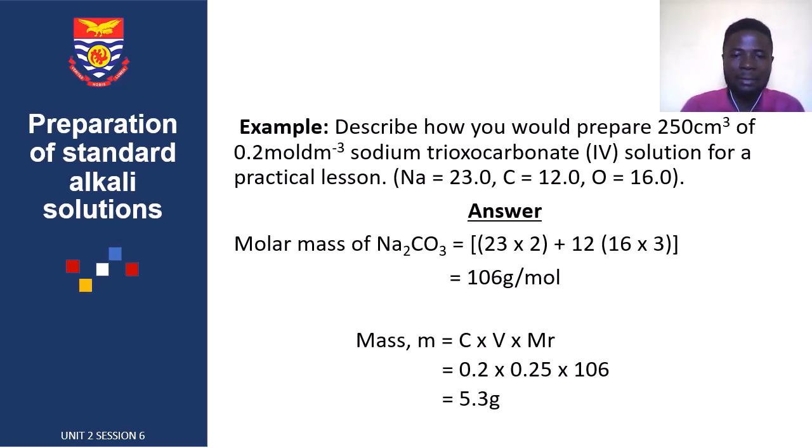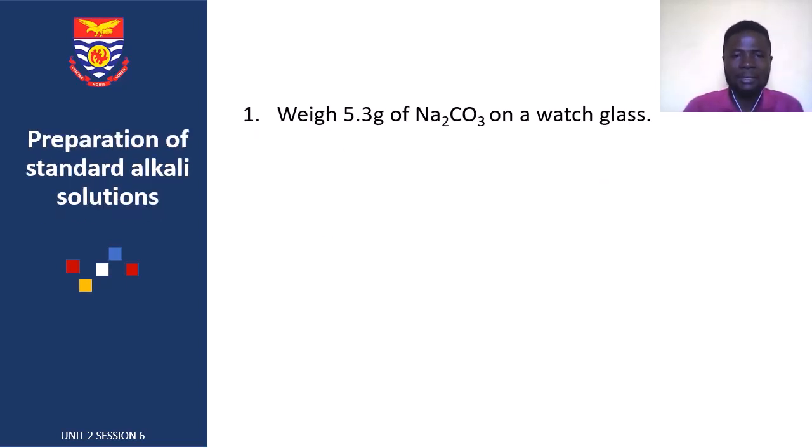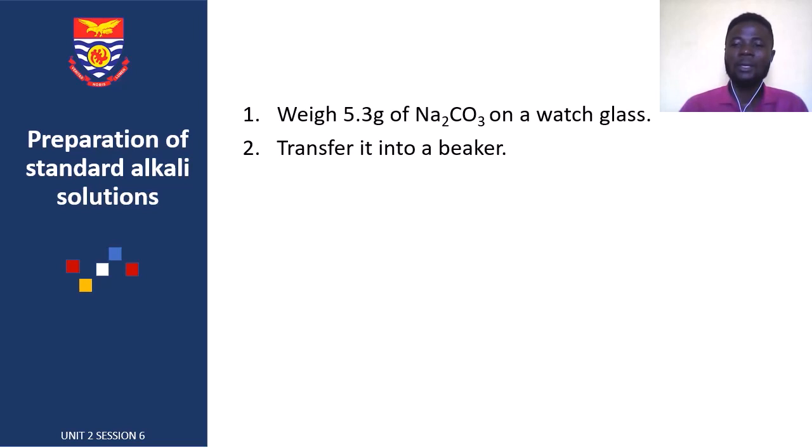Let's look at, after knowing the mass to weigh, what's next? One is that you weigh that calculated mass of the sodium carbonate on a watch glass, and then you transfer it into a beaker. Here we are not transferring it straight away into the volumetric flask because this is solid, it can be hard, and we have to dissolve it before. The volumetric flask is such that you cannot use a stirring rod to dissolve something in it. So it is very convenient to first dissolve it. That's why we are transferring into a beaker.